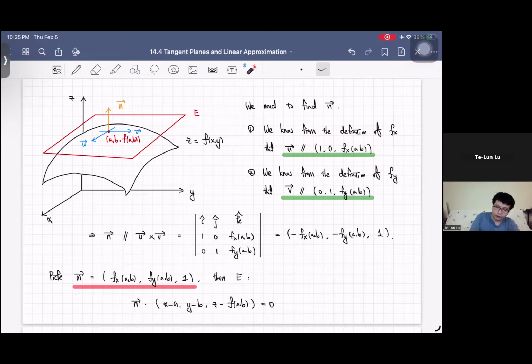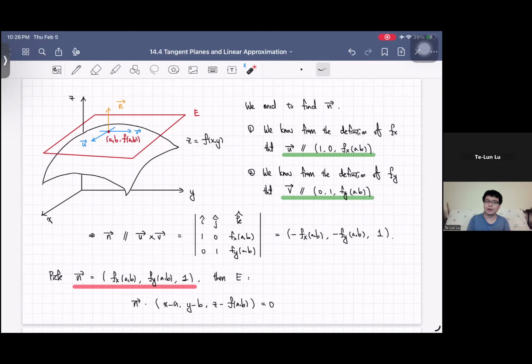Similarly, for the directional differentiation along the y direction, the partial derivative in y represents the rate of change of moving y by 1 unit and z by f_y(a,b) units, right? So basically, we get two tangent vectors, u and v. And why are those useful? Those are two tangent vectors at the point (a,b) of the surface, right? And they must be orthogonal to the normal vector of the plane.